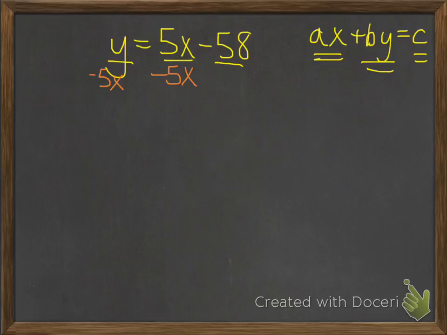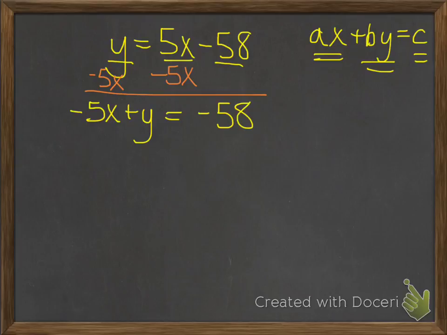Okay, and then we'll write the result here. So on the left, we've got negative 5x plus y, and on the right, we just have negative 58. Okay, so what we want to do now is get rid of that negative on the x term. We don't want a negative out front. And there's a way to handle that.